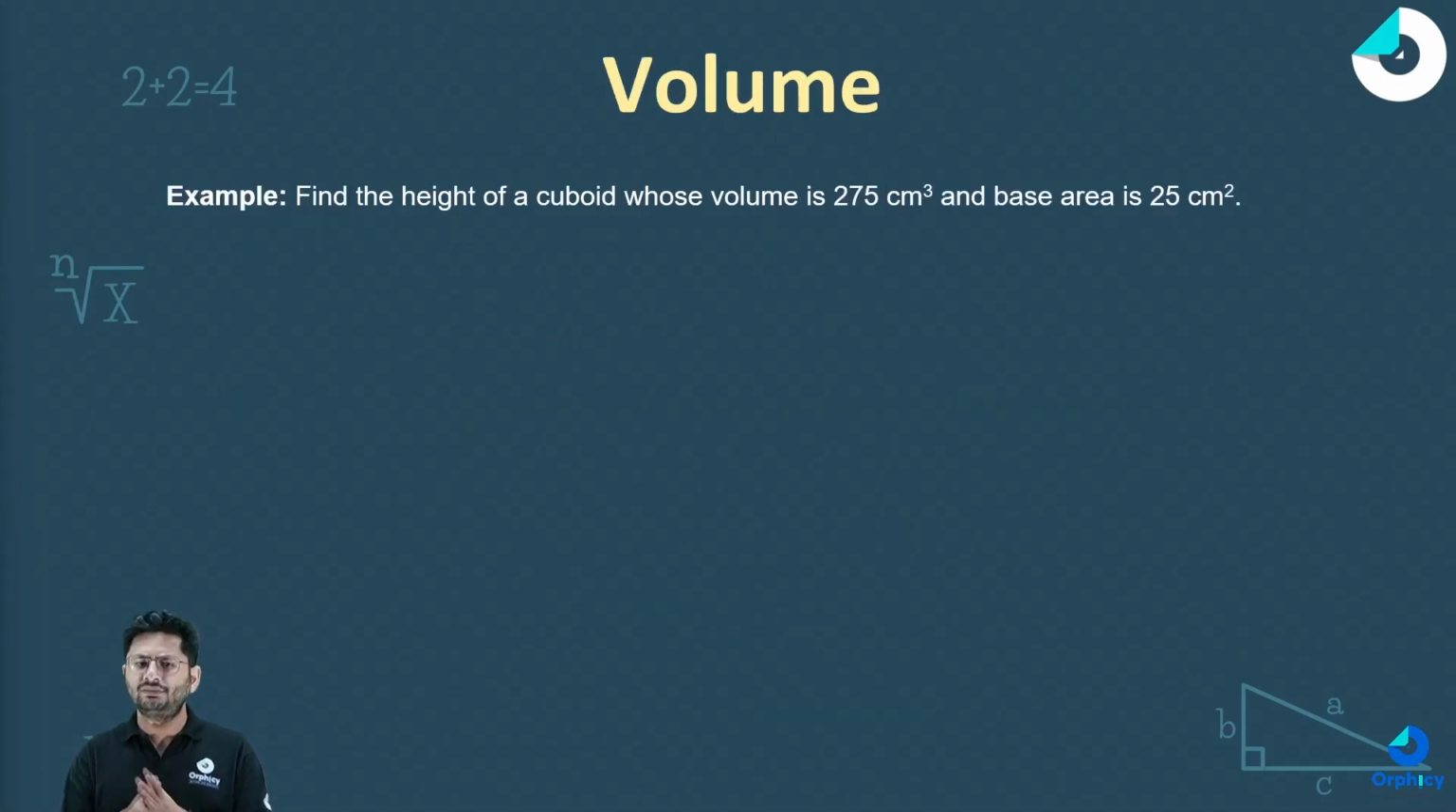Okay, so let's do a few more questions. Find the height of a cuboid whose volume is given and the base area is given. So हमें पता है that the volume is base area into height. So volume हमें दे रखा है 275, the base area is 25, height is not known. So height would be equal to 275 divided by 25, which is equal to 11 centimeters. As simple as that. There are a lot of questions which will be asked like this. So always remember this formula, that volume is equal to base area into height. Perfect.